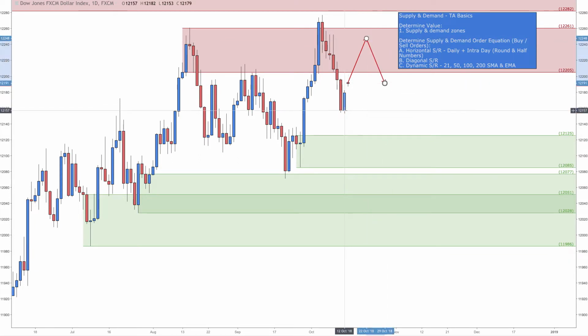And again, if you're looking to get long, potentially a pullback into this demand zone here. You don't necessarily have to wait for the price to come back down into this demand zone, but it adds some extra confluence if you are looking at buying or selling any of the dollar forex pairs.